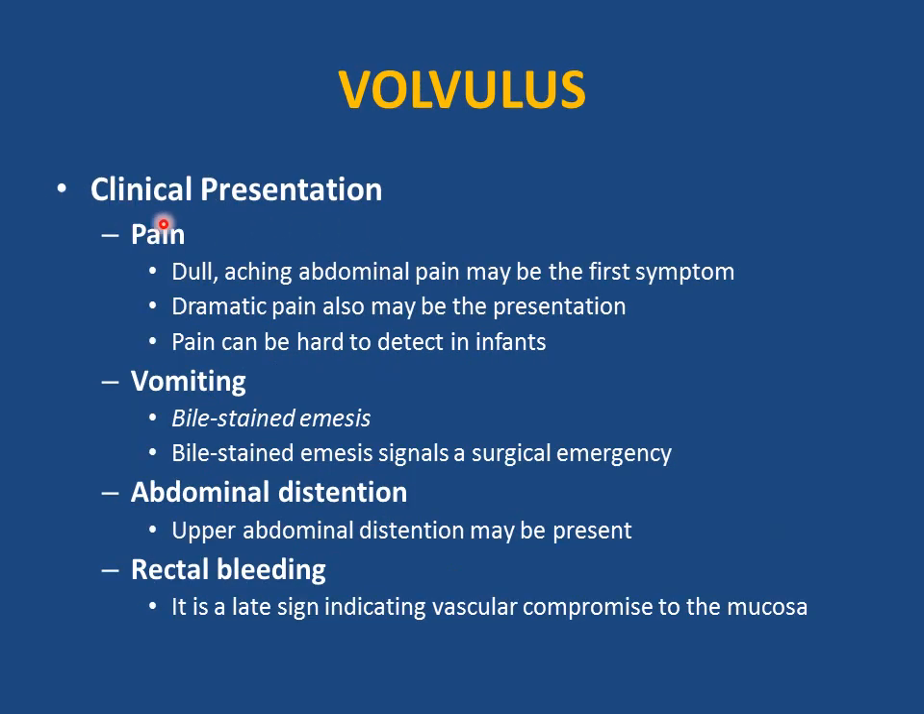Clinical presentation of volvulus. Pain is a classic presentation of volvulus, especially in older kids. The pain is usually dull. Aching abdominal pain may be the first symptom. Dramatic pain also may be present. Pain is very difficult to detect in infants, but infants may present with lethargy, poor feeding, and persistent cry. The vomiting is bilious, so bilious emesis signals a surgical emergency, especially if it's persistent. Abdominal distension also is usually associated with volvulus. Rectal bleeding is a late sign because of vascular compromise to the intestinal mucosa.